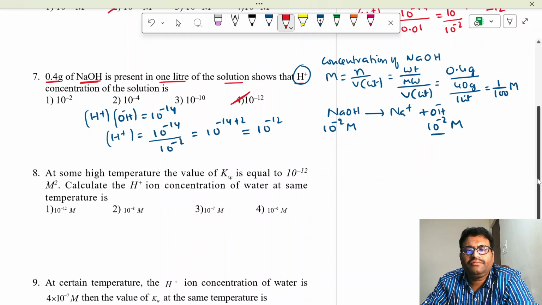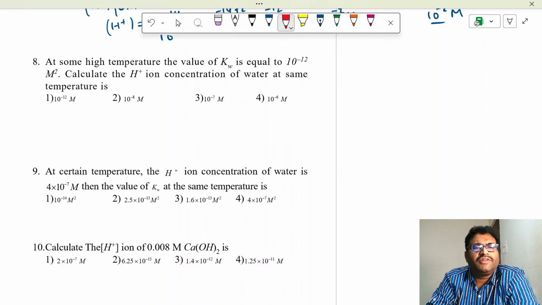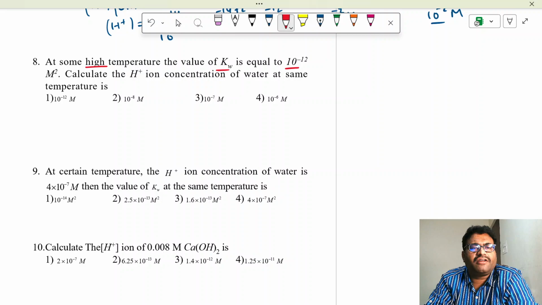Understood? Now let us see. At some high temperature, the value of Kw is 10 power minus 12. Calculate the H plus ion concentration of water at the same temperature.